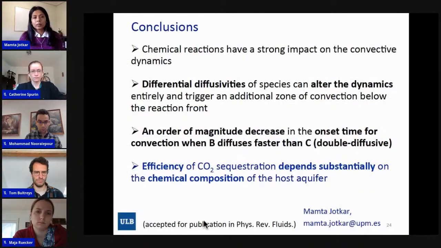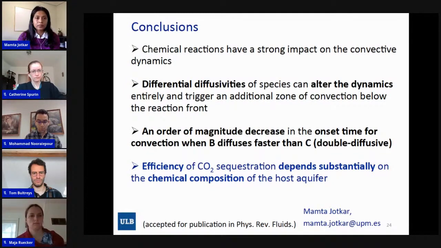So in conclusion, chemical reactions have a strong impact on the convective dynamics. And when all the species diffuse at different rates, it gives rise to an additional convection zone below the reaction front. I did not get into the quantitative results here, but we have shown that up to an order of magnitude decrease in the onset time can be achieved with the help of double diffusive convection. That is when B diffuses faster than C. And finally, the efficiency of the sequestration process depends significantly on the chemical composition of the host aquifer.